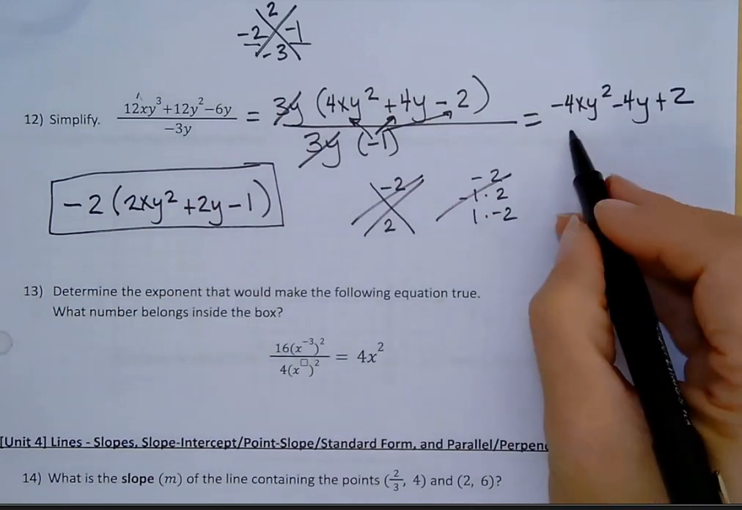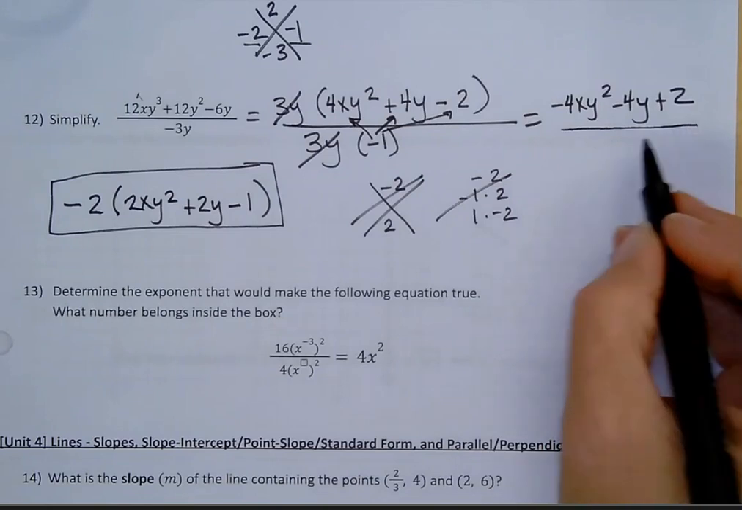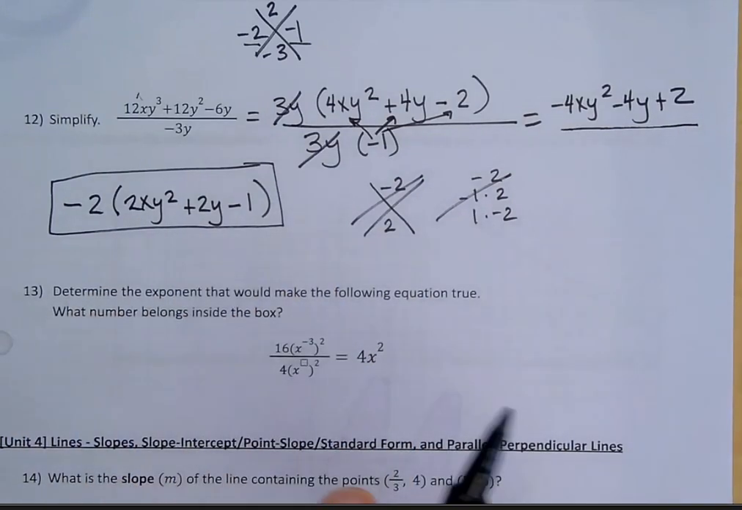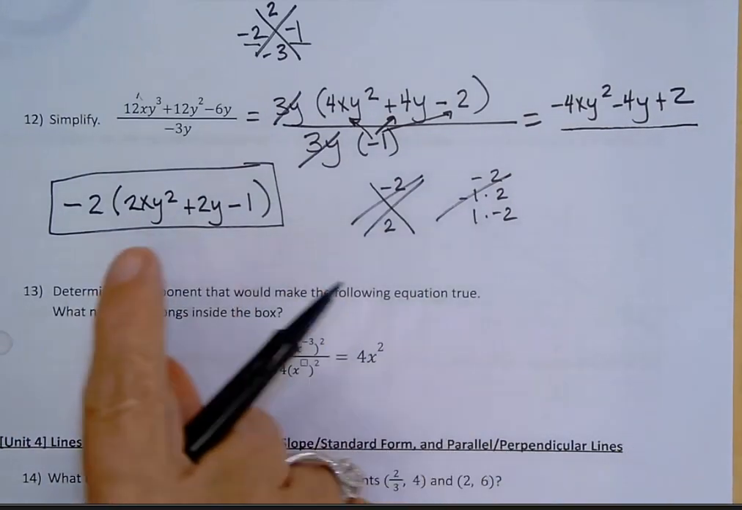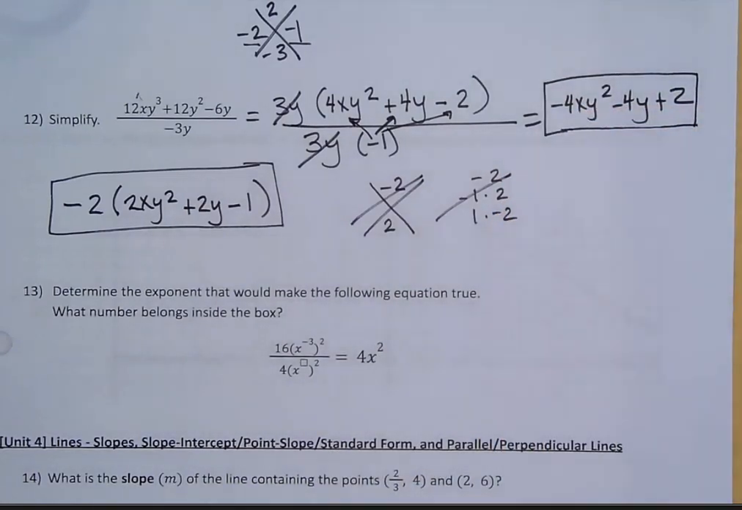Okay, I believe on the key we seem to have accepted that. I'd probably prefer to pull out that negative 2, but we could accept either one of those answers. Actually, maybe I would leave it like that.